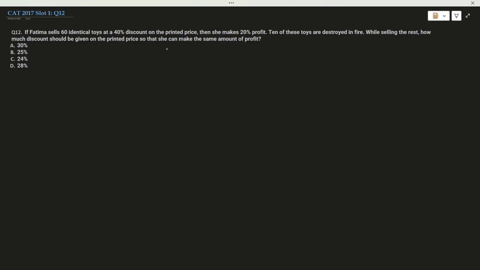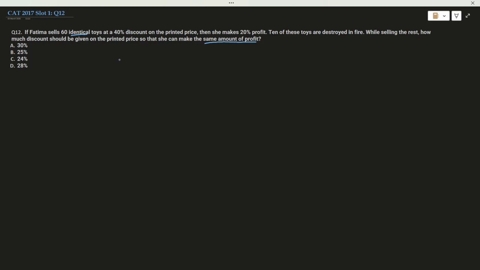Fatima sells 60 identical toys at 40% discount on the printed price, and then she makes a profit of 20%. 10 of these toys are destroyed in fire. While selling the rest, how much discount should be given on the printed price so that she can make the same amount of profit? Please note this, same amount of profit. We are not told that same amount of profit percentage. We are told that she makes the same amount of profit, and we are told that identical toys.